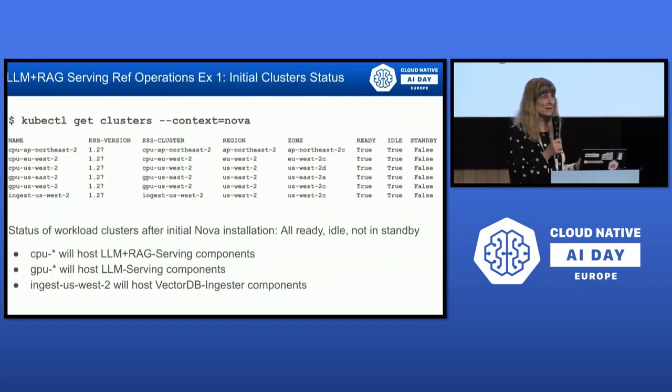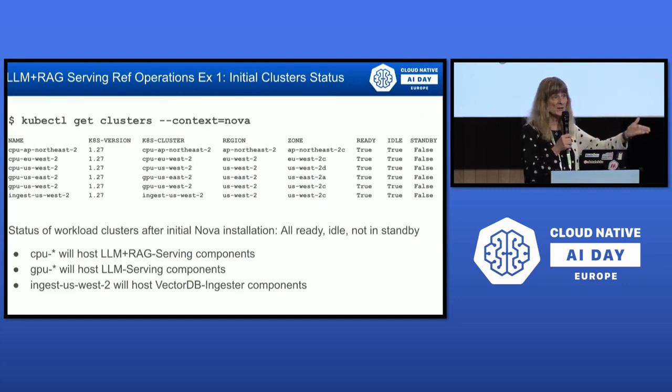So basically, at the beginning of time, the Nova control plane, which just looks like a Kubernetes cluster you talk to, is itself interacting with 6 clusters in this example. The first 3 clusters with the CPU prefix are the clusters that we want to run the user-facing part of our LLM+RAG serving. So we wanted to locate those in 3 different regions across the world, and they need to be highly available, and they need to respond to the user even if they can't talk to other parts of the system.